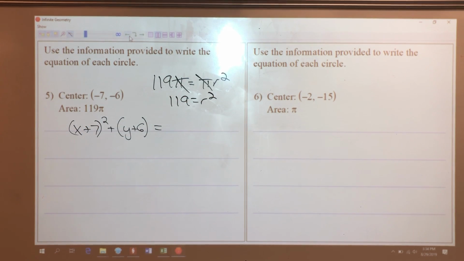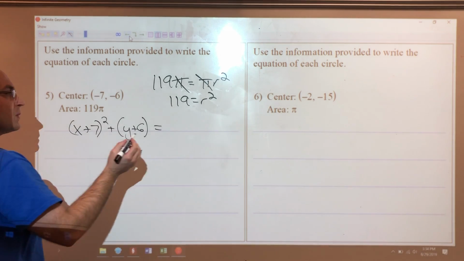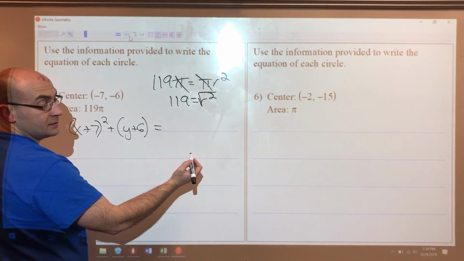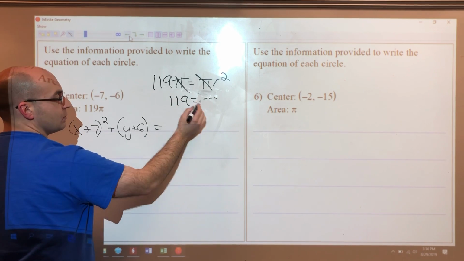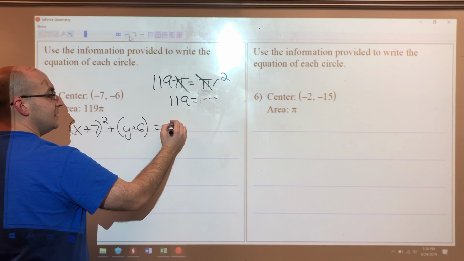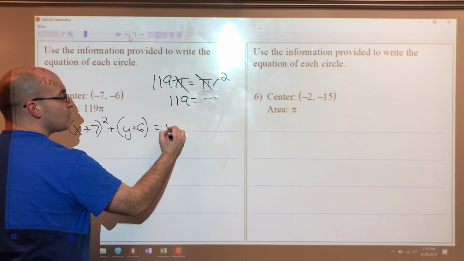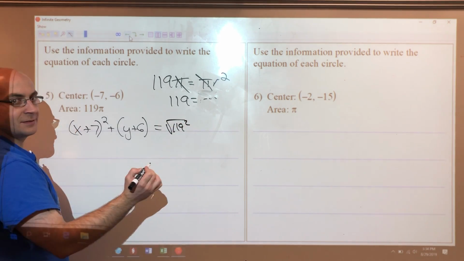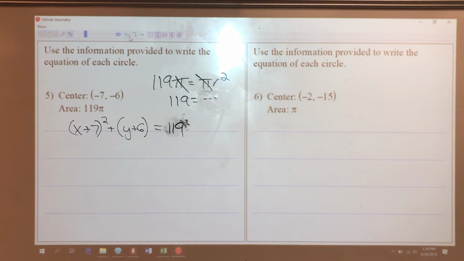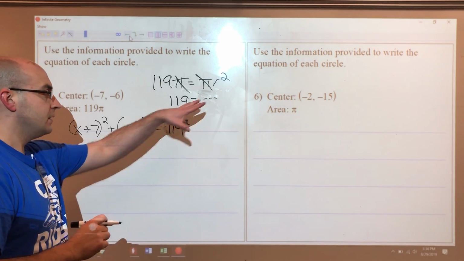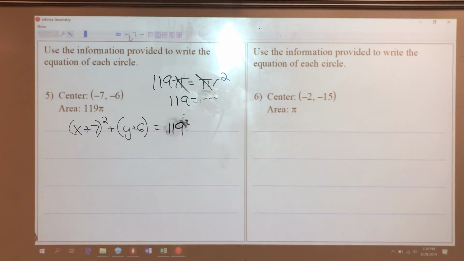When we square root this, the square goes away. I realize that we're square rooting the other side too, but the square root of 119 squared is just 119. So my r squared value there is going to be 119. Moving forward, try to make it happen with that one. That one's even easier.